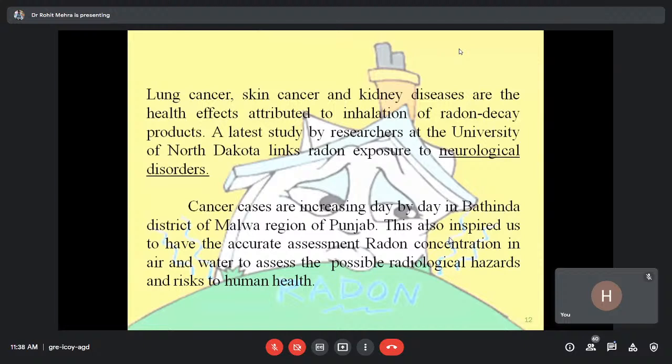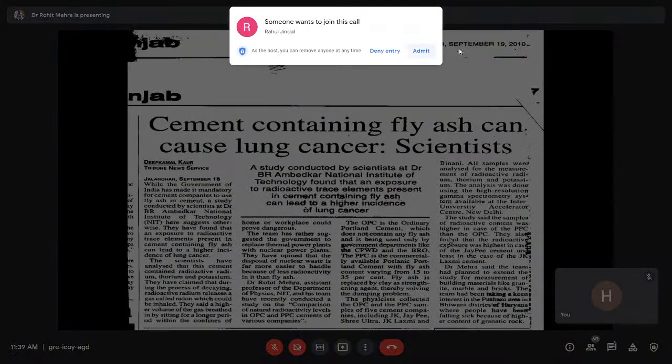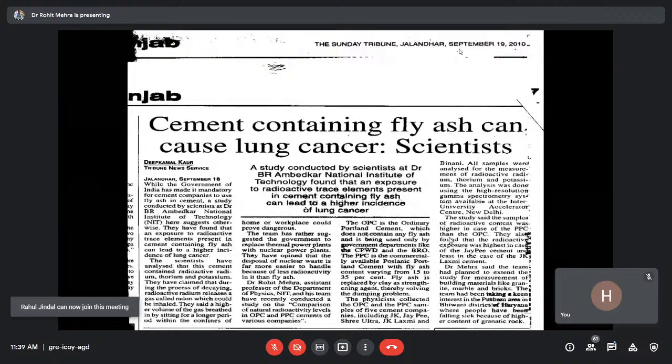But still, it is in the controllable limits. Now, this is a very important study which our institute has conducted, where we have said that even the cement containing fly ash, there is a problem in India now. We are an energy producing state which is totally dependent upon coal energy. And hydro is very little, but most of the time we are thermal based.